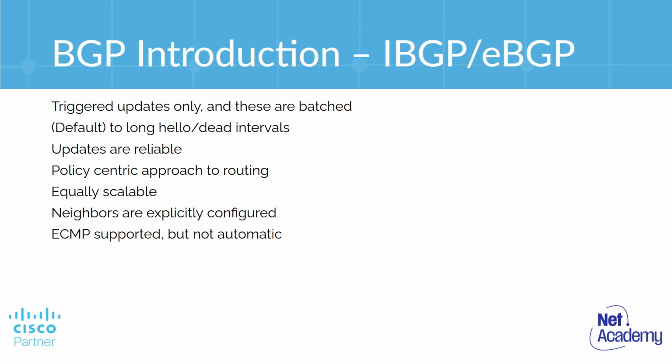You need to explicitly say, this is my neighbor and this is their autonomous system. And equal cost multipath, or ECMP, while supported, is not automatic in either protocol. Again, that just gets back to the roots of the protocol itself.